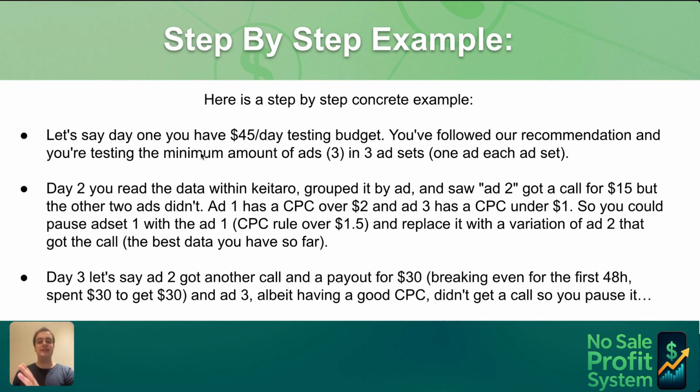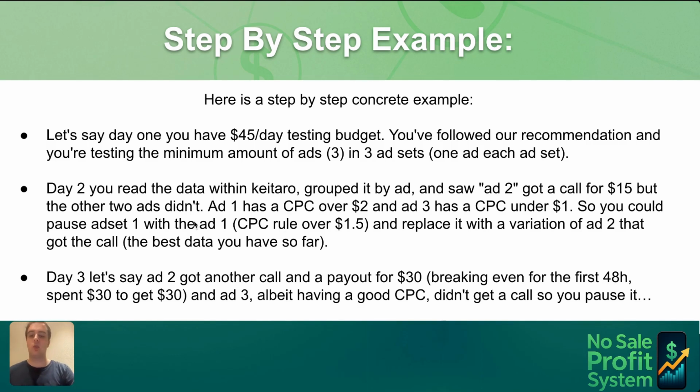Day two, you read the data within Kitaro. You can do the same via Facebook Ads Manager. I even sometimes prefer Facebook Ads Manager because it's everything within the same place. I don't need to go back and forth between Facebook and Kitaro. You did a group by ad, and you saw that ad two got a call for $15, and the other two ads didn't. Ad one had a CPC over $2, and ad three had a CPC under $1, which, by the way, is very rare. Just to be very, very clear, it's very, very rare.